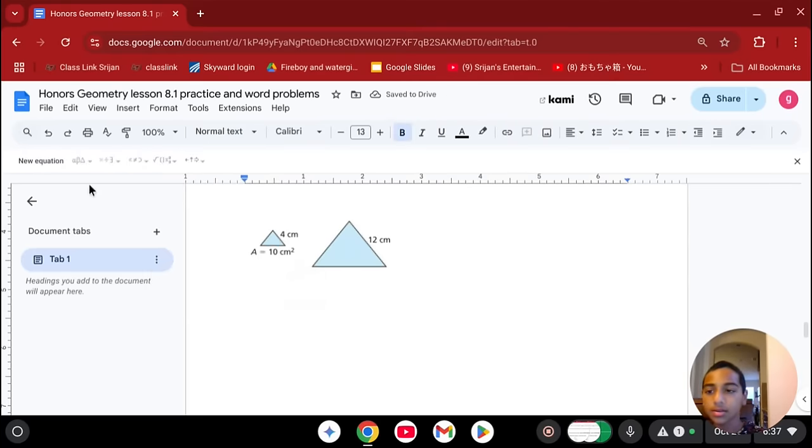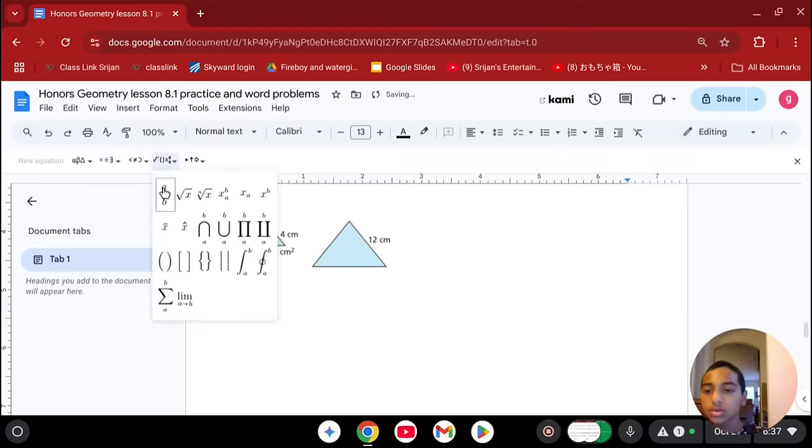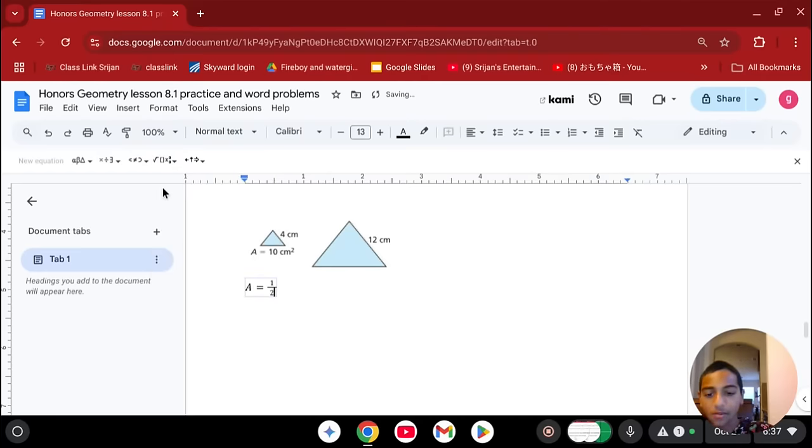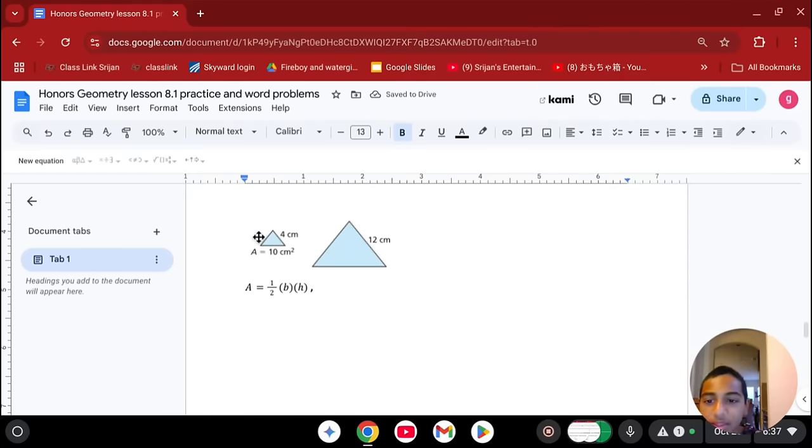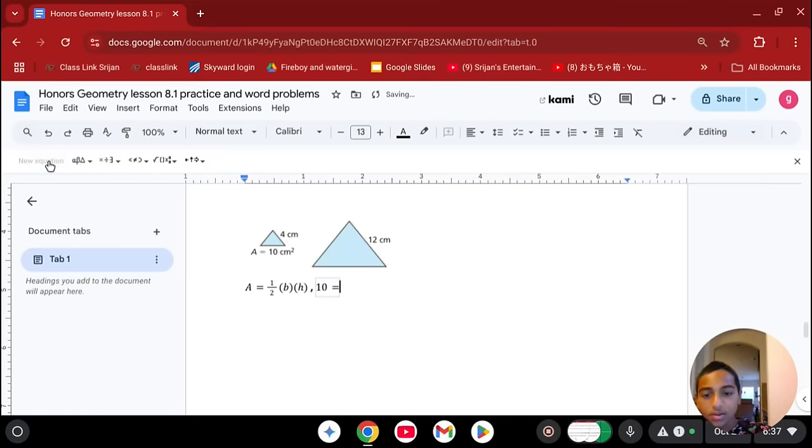What is it? So the area is equal to 1/2 times base times the height. Alright? So what we need to do is figure out the missing dimension right here for the other side. So let's plug these measures in. So 10, or the area, is equal to 1/2 times 4 times L. Let's say L. Actually, let's say H, yeah.